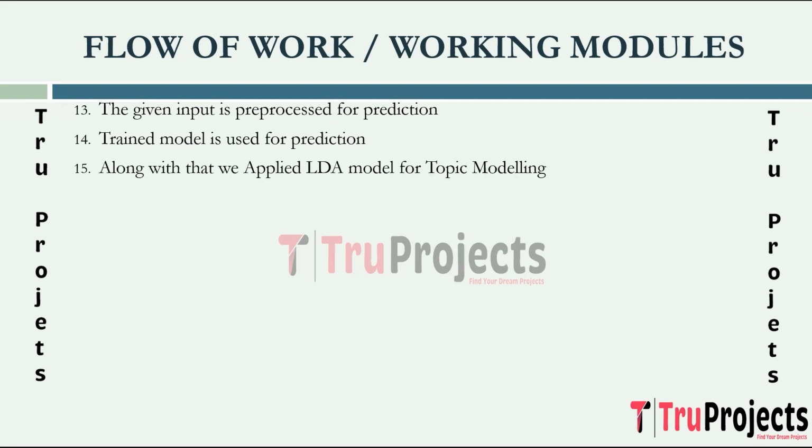Applying LDA model for topic modeling. Here, latent Dirichlet allocation is applied for topic modeling. This step helps in identifying the underlying topics present in the input text data. The last step is the final outcome is displayed through the frontend. The final outcomes, including predictions from the machine learning models and the results from the LDA model, are displayed on the front end of the web application for users to view and interact with.